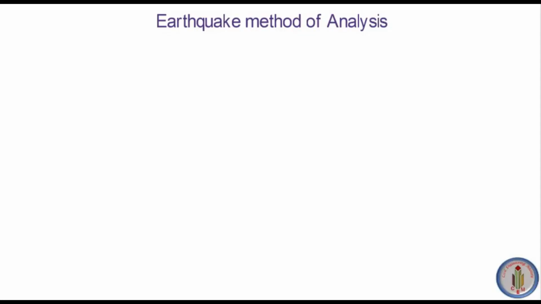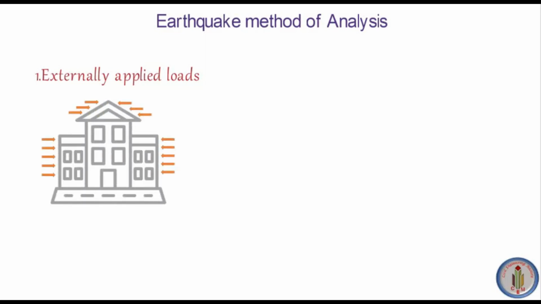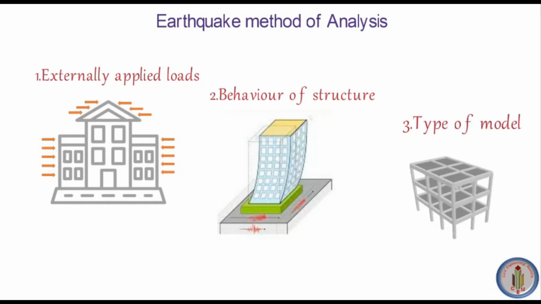Next, let's see earthquake methods of analysis. We have three methods of analysis. First one is externally applied load, and the second one is behavior of structure. According to the behavior of structure we have to analyze, and third one is the type of model we choose. This externally applied load can be further divided into static analysis and dynamic analysis, and behavior of structure can be further divided into elastic analysis and elastic plastic analysis.